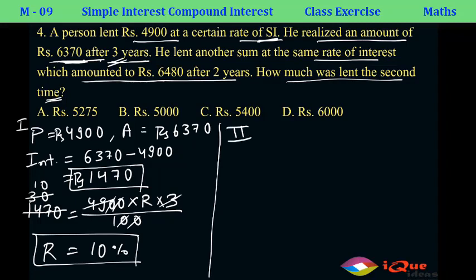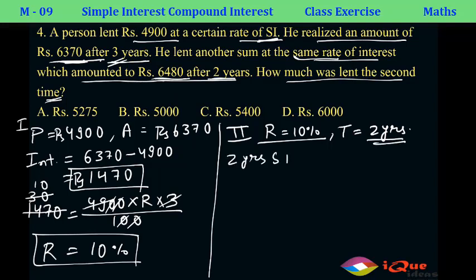Now let's talk about the second case. In the second case, it says, some sum lent at the same rate of interest. So R is equal to 10% as it was in the first case, and which amounted to 6,480 after 2 years. Alright, how much was lent the second time? Now let's do it in a different manner. Here the time is 2 years and we still have simple interest. So 2 years simple interest in this case will be, now we know that rate is 10%.